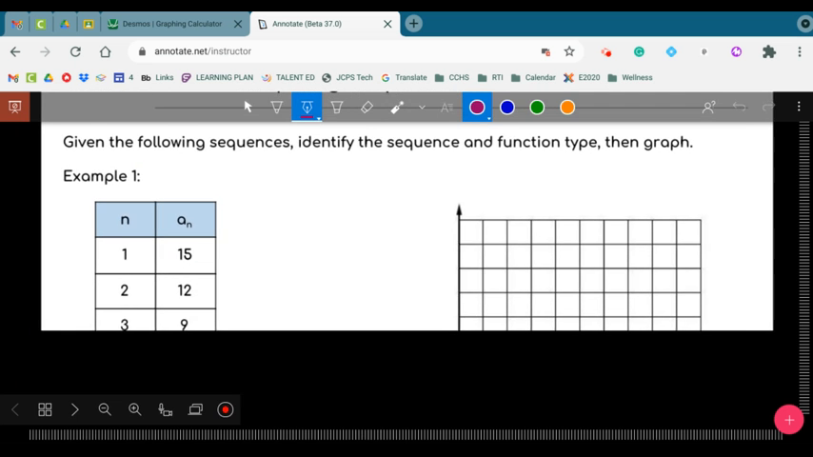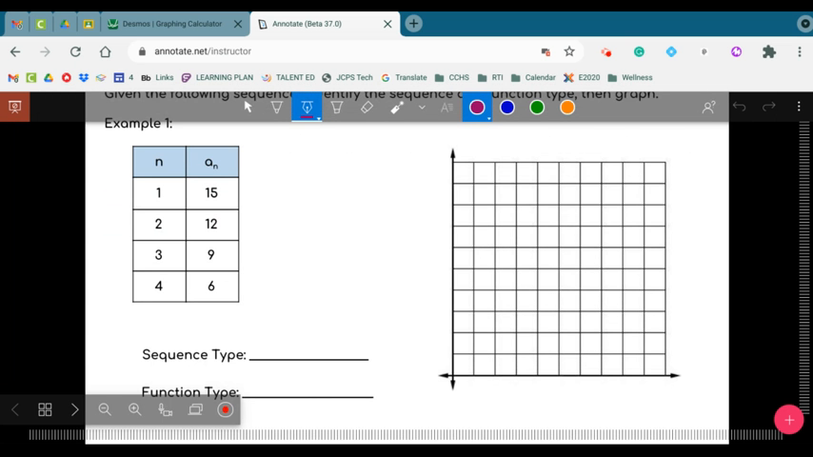The first thing we want to look at whenever we're looking at our graph and our table is that we're going to have to identify the sequence type and the function type. The sequence type you can identify just from the table. The function type, you can either use the table or you can use the graph.